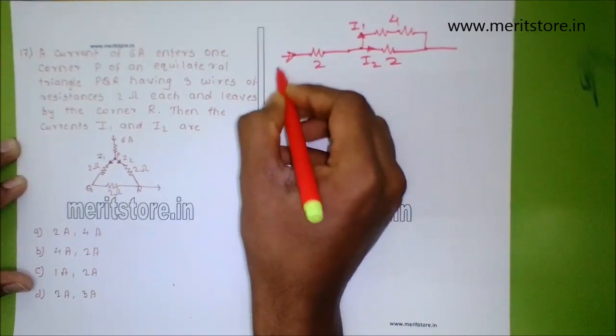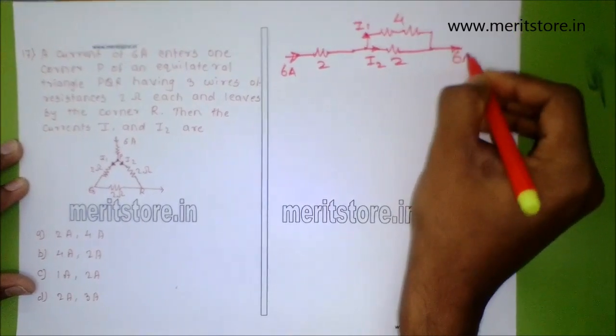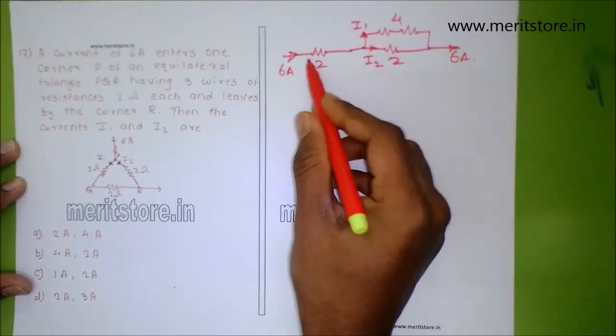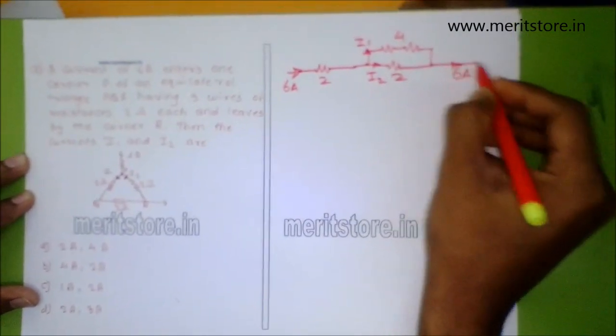Here a current of 6 amperes flows into the circuit and 6 amperes exits. Since there is no current loss anywhere, the amount of current entering would be equal to that leaving.